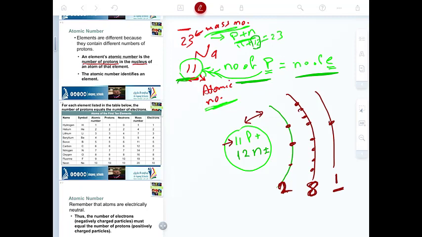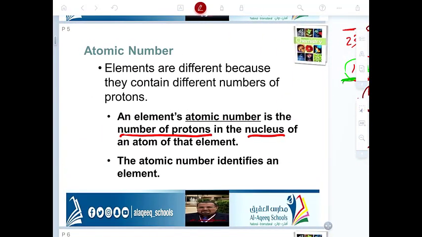This is the atom of sodium, so we can identify how many protons, how many neutrons, and how many electrons by using two things. What are they? Atomic number and mass number. And we got the meaning of each. For any atom we can do that. So what mean by atomic number now? Atomic number is the number of protons in the nucleus.